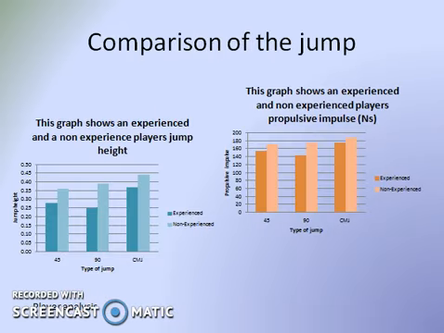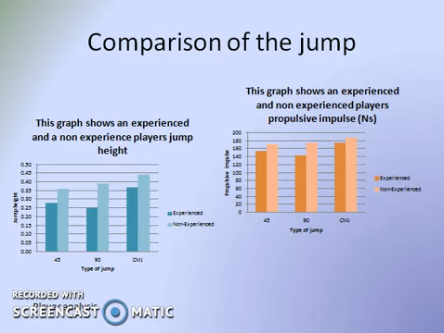Comparison of the jump. From the first graph that shows an experienced and non-experienced player's jump height, I can see that the non-experienced player's jump height goes up with each type of jump. So the 45 was least, the 90 was middle, and the CMJ jump was the highest. However, this is not the same with the experienced player, because the 90 degree was his worst. However, the CMJ was again his best.